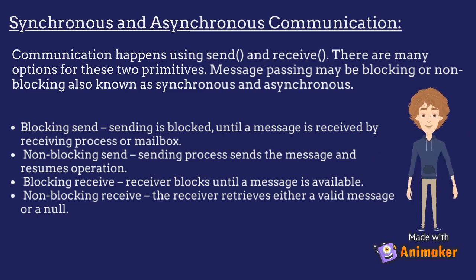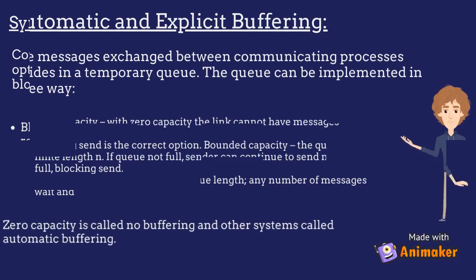Blocking send. Sending is blocked until a message is received by receiving process or mailbox. Non-blocking send. Sending process sends the message and resumes operation. Blocking receive. Receiver blocks until a message is available. Non-blocking receive. The receiver retrieves either a valid message or a null.